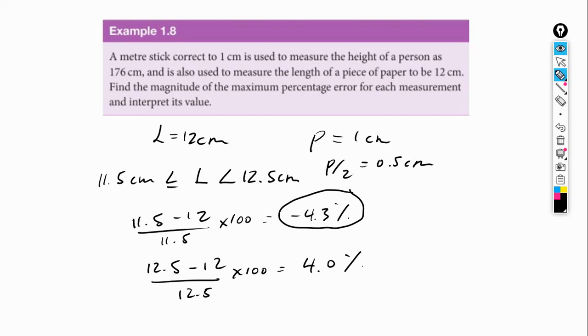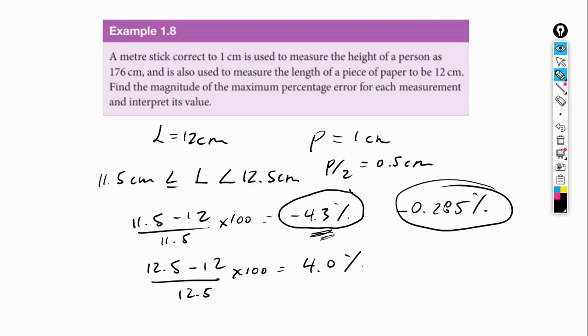So this one was minus 4.3%. And remember that before for the height, we found the maximum error to be minus 0.285%. Now, because they talk about the magnitude, really the negative sign doesn't matter. So when we compare these, we notice that this is a much higher percentage of error.